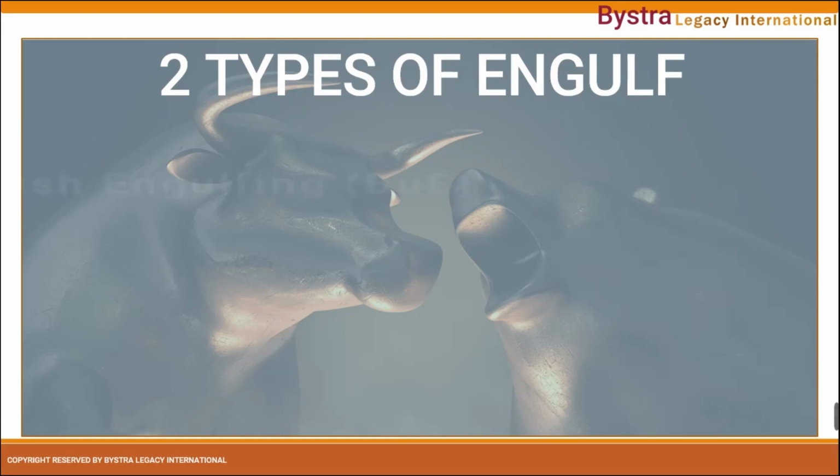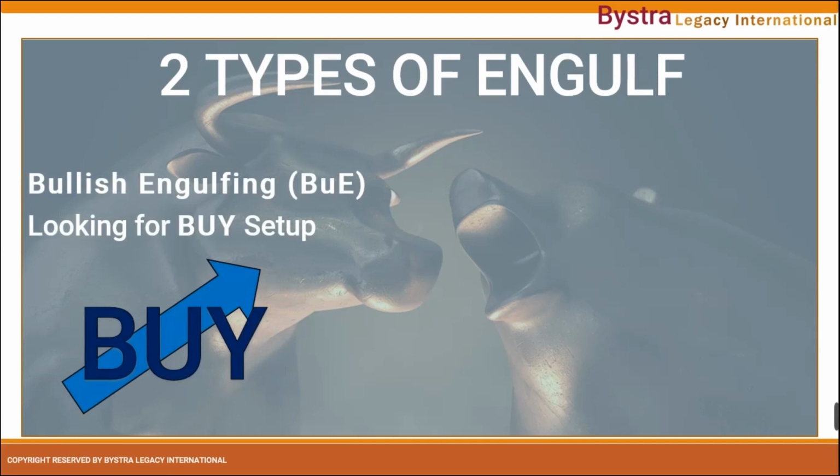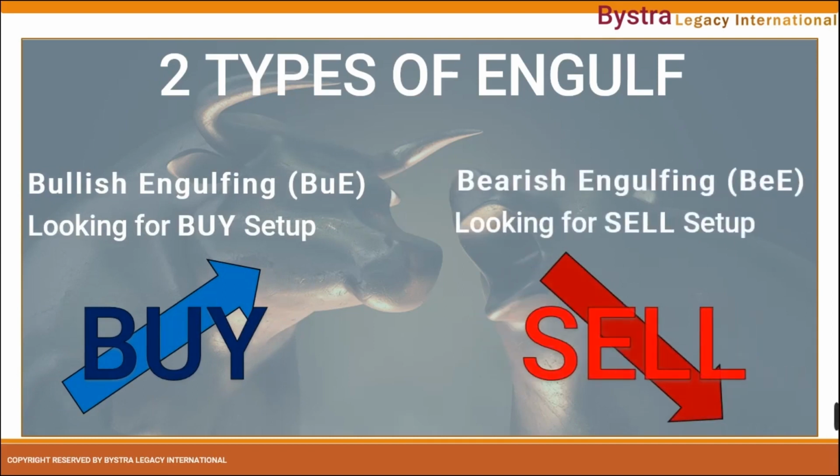There are two types of engulfing. First is the bullish engulfing, which we will only look at for buy setups. The other one is the bearish engulfing, which we will only look at for sell setups. Now, please do not try to sell if you see a bullish engulfing formed. Vice versa for bearish engulfing, please do not go and buy if you see a bearish engulfing. This will go against the trend, and definitely the chances of you making a loss are very high.